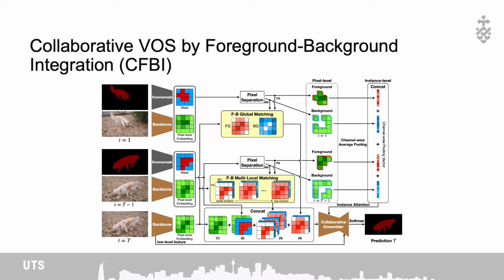Based on the above motivation, we propose a novel framework called CFBI. In CFBI, we not only extract the embedding and do matching for the foreground target in the reference frame, but also for the background region, to relieve the background confusion. This is an overview of the CFBI. The red and blue colors indicate foreground and background respectively. Next, I will introduce some important modules within CFBI.